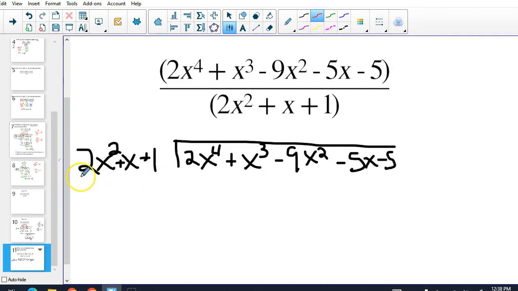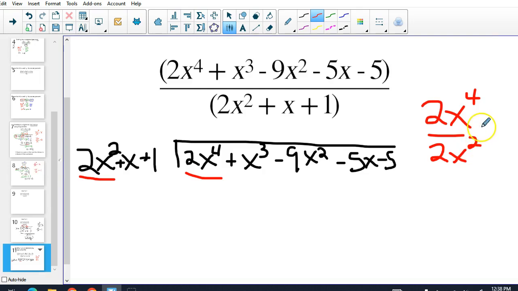So we take the first number, our 2x squared. I guess I should say first term, not first number. We take the first term on the inside. So we have 2x to the 4th divided by 2x squared gives us, 2's cancel, 4 minus 2 is 2, so we have x squared. So x squared goes on the top.